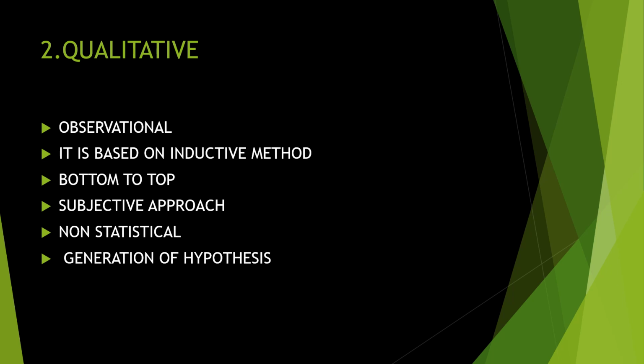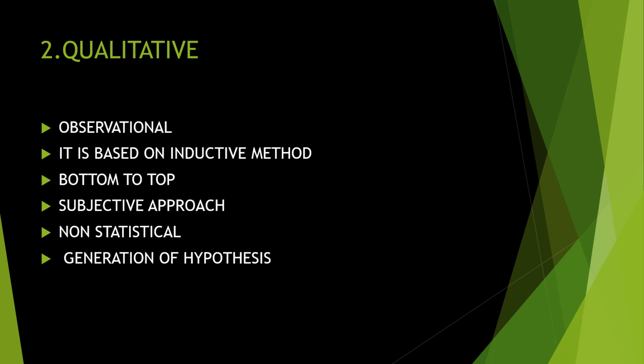It is based on the inductive method. Inductive means you have to find something new. It is from bottom to top, that is the process here. It is a subjective approach. Subjective approach means your attitudes and biases have a chance to come into it, because you are doing it by observation. There is nothing measurable. So according to your view, you decide whether that person is angry or not, or whether their behavior is good or bad. It is your view. Understood? So it is very subjective in nature in qualitative research.